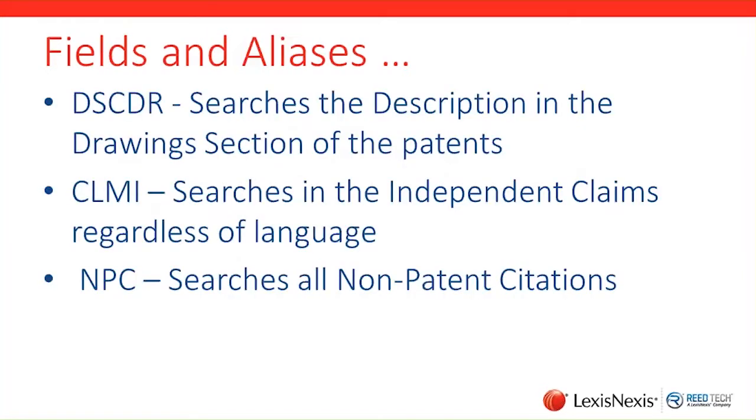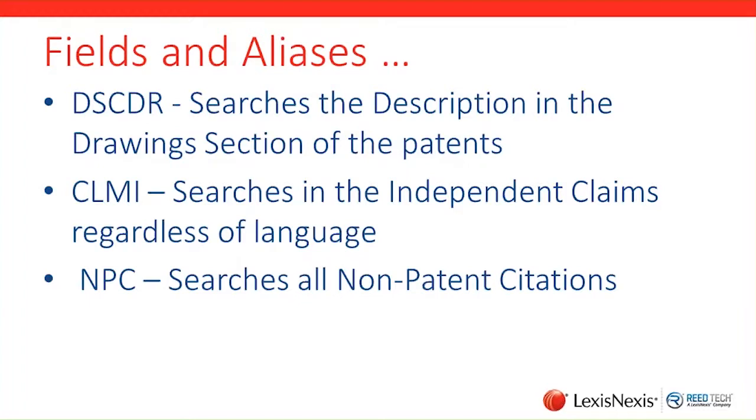Examples include DSCDR, which searches the description in the drawing section of the patents. CLMI searches in the independent claims, regardless of the language. And NPC searches all non-patent citations. While not found on the search form, details of the searchable fields for each tool are usually listed in the online help and user manuals. By exploiting this underused information, users can sometimes retrieve records that might otherwise not be returned by a standard search.